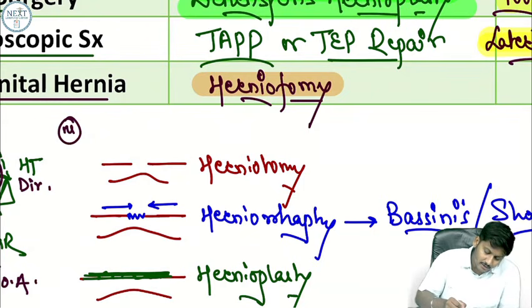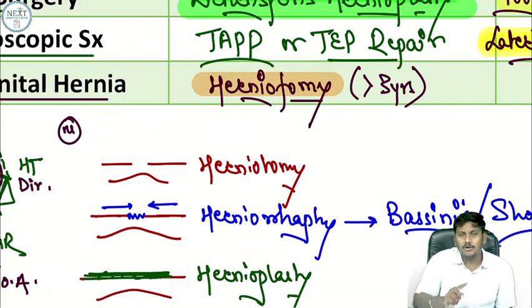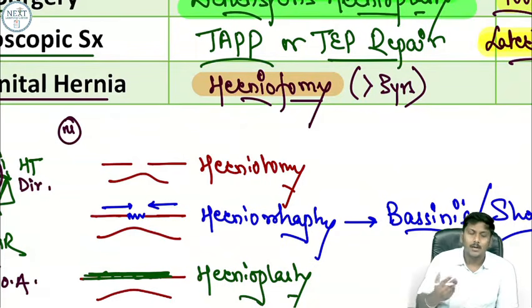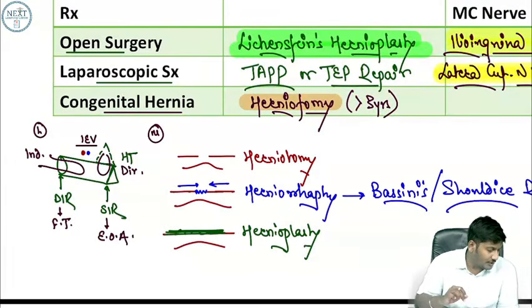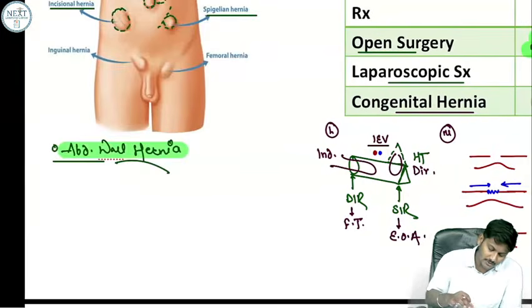But herniotomy for congenital hernia is also done after 3 years of age. Why? The reason, beta, is that the majority of congenital hernias are self-resolving. They get better on their own up to 3 years. But if the congenital hernia is not going to resolve, beta, by 3 years of age, then after 3 years you go for a herniotomy surgery.